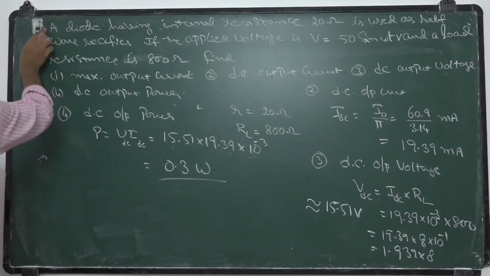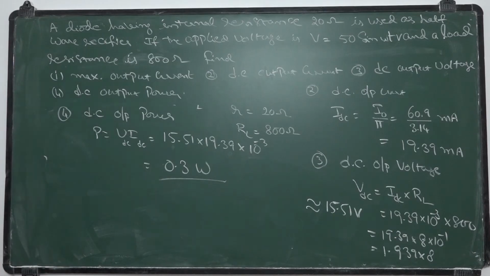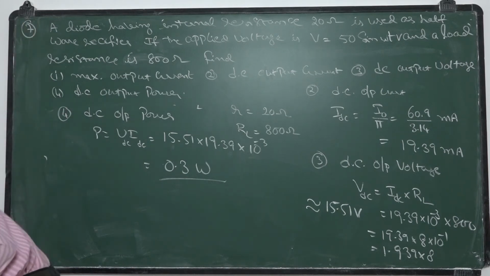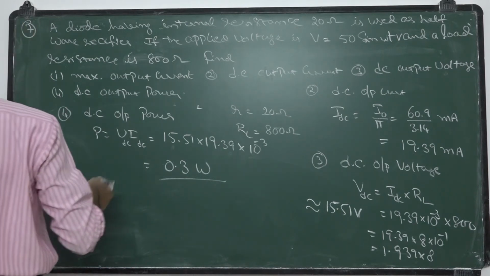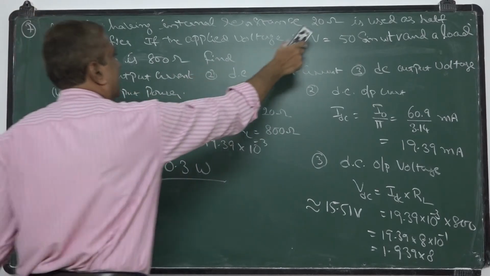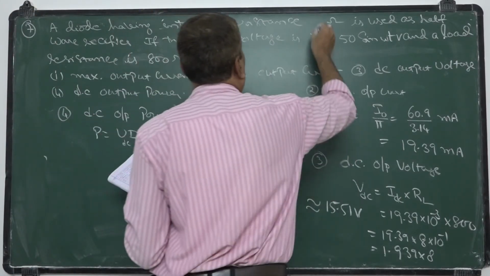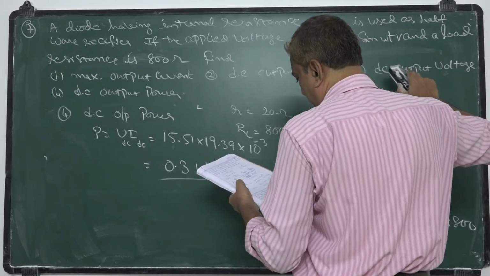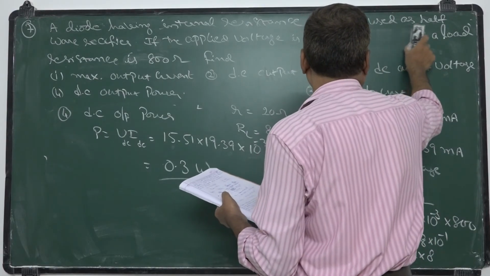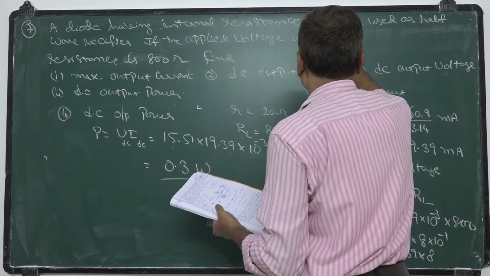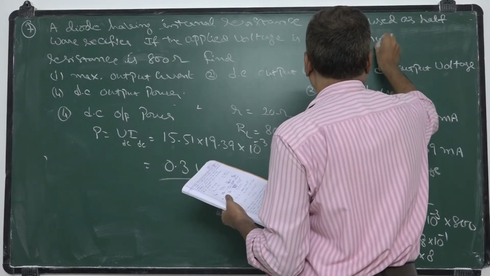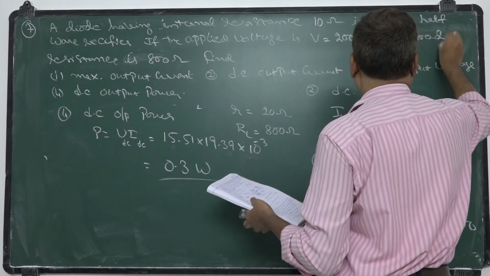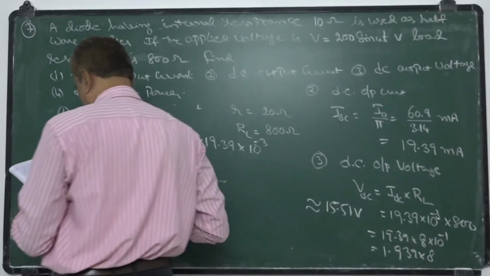Now the seventh one, a similar problem. A diode having internal resistance 10 ohm is used as a full wave rectifier. If the applied voltage is 200 sin omega t volt and the load resistance is 10 kilo ohm.